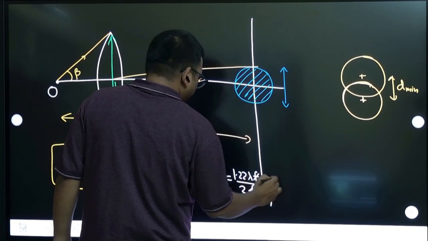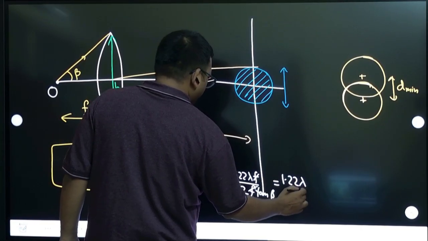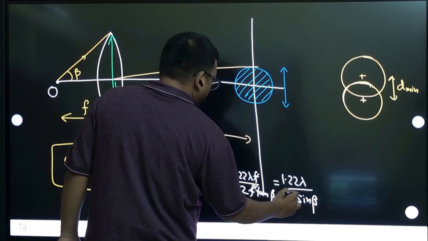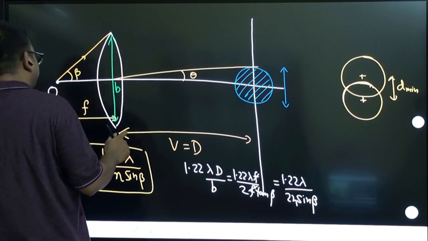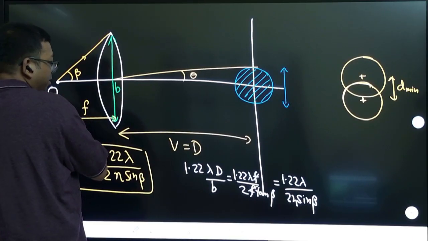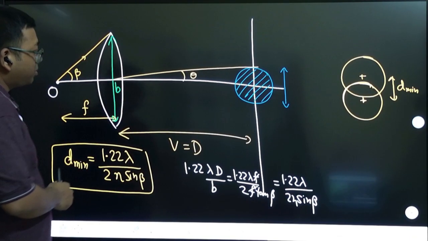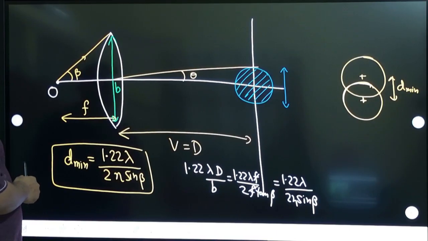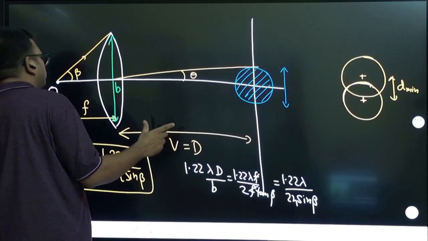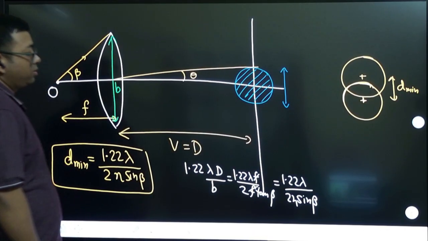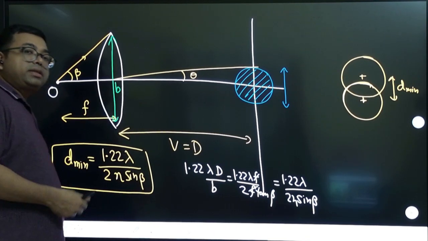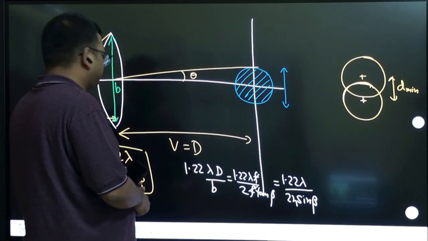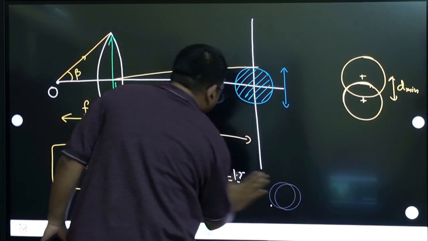So then f can be cancelled, giving 1.22 lambda by 2. Tan beta is the same as sin beta. And this factor n is coming because of refractive index. Light may be traveling in this medium, so they are taking it as the optical path. I think yes, that is the derivation. This is also focal length, and that is also focal length. They are keeping the object here. So these are some derivations based on NCERT, what they are considering here. So we should note down this formula.